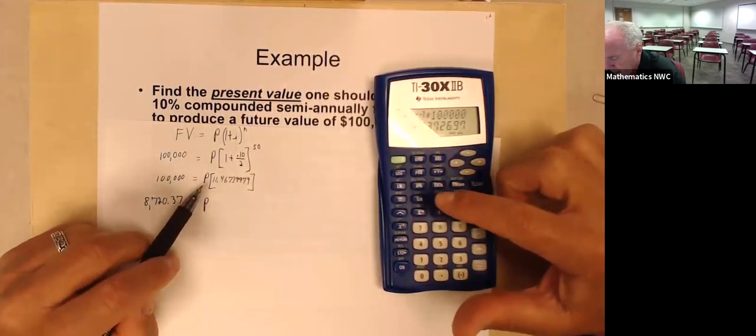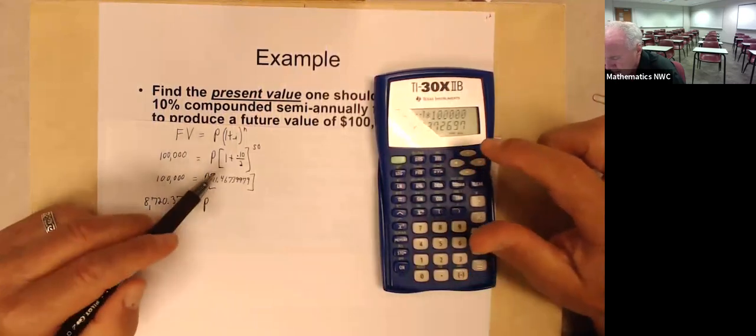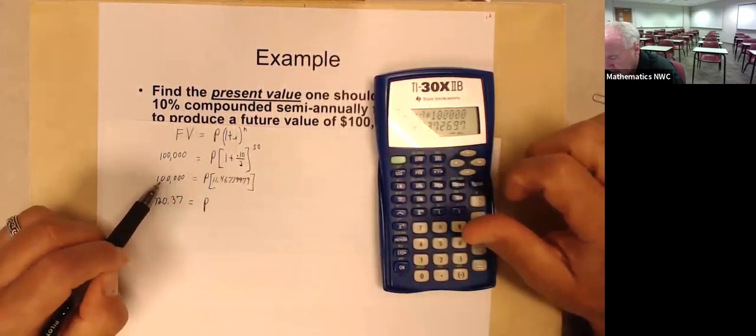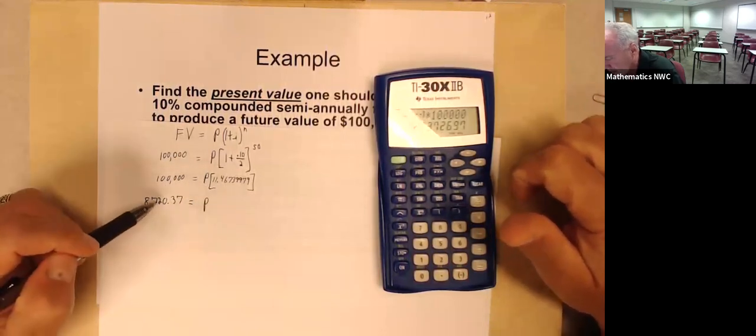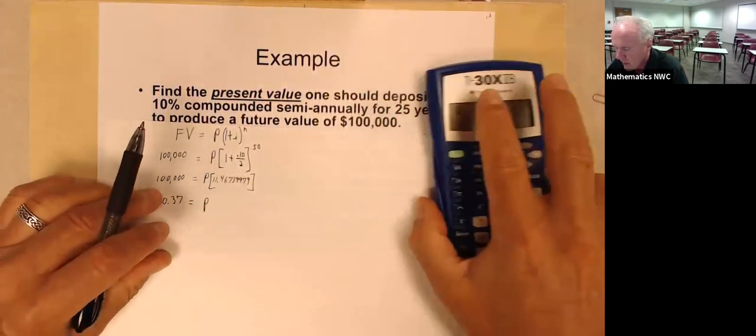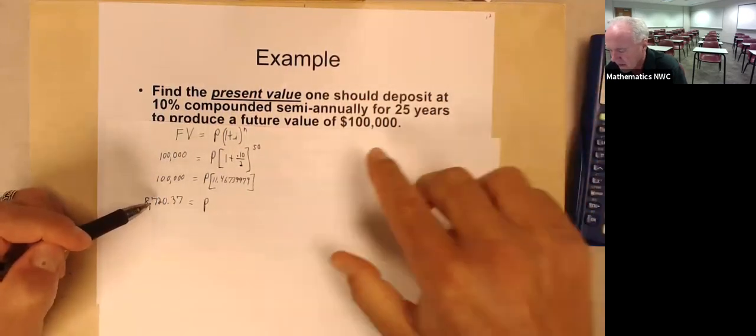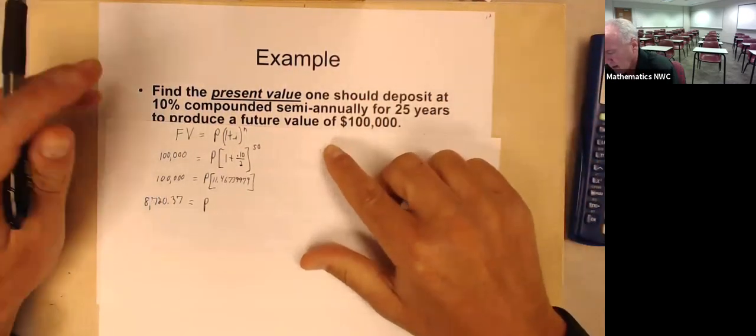If you're comfortable with that, that is a shortcut. If not, just clear your screen, punch in 100,000 divided by that long decimal. You should be able to get this amount. Let's make sure we understand what this number means in context of this problem.